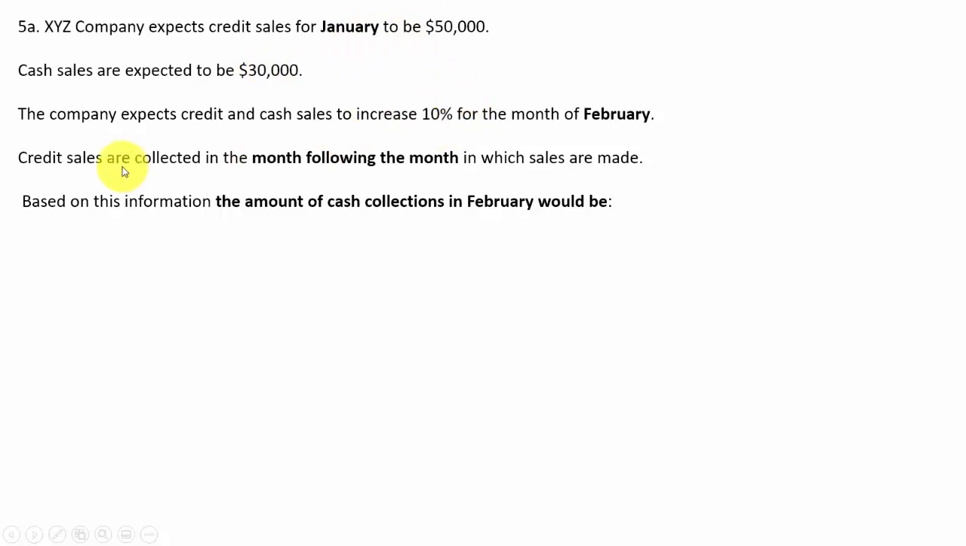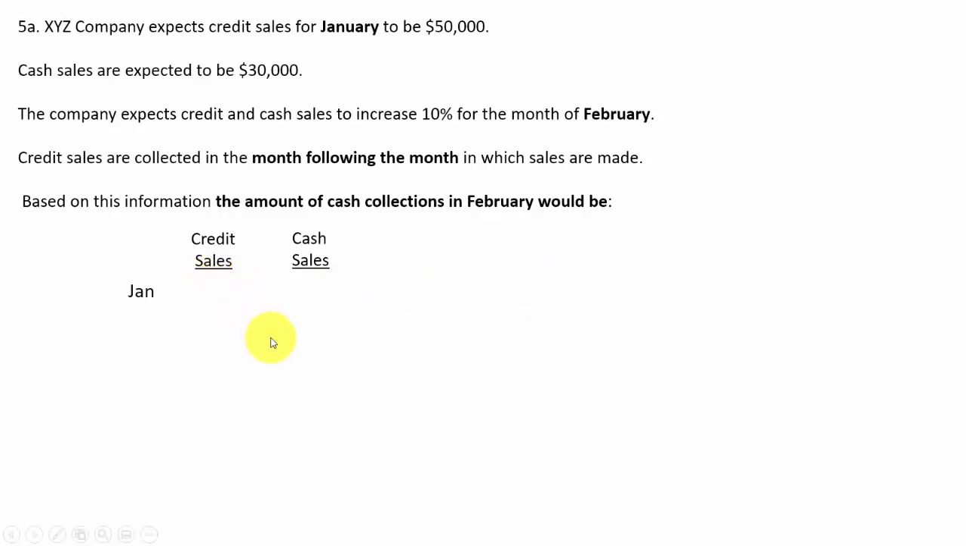Credit sales are collected in the month following the sale, okay? And based on this information, the amount of cash collections in February would be what? Total amount of cash collected in February would be how much? So let's set a little grid up on this. So we've got credit sales, cash sales.